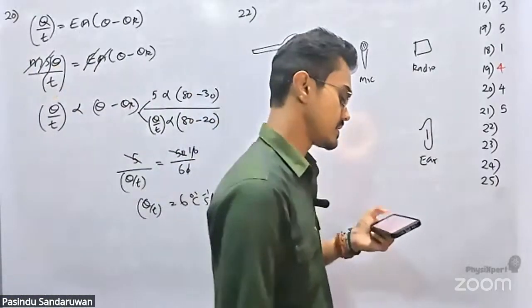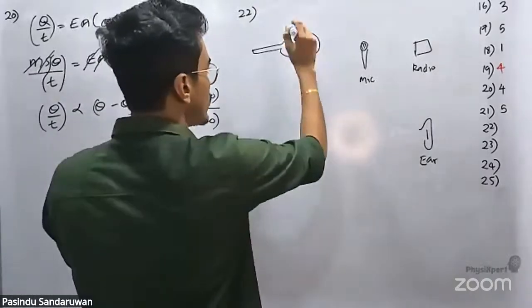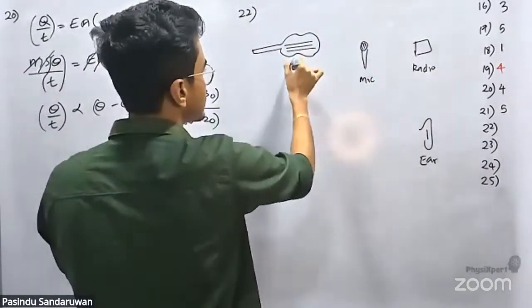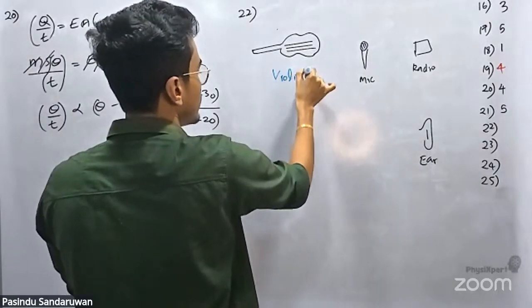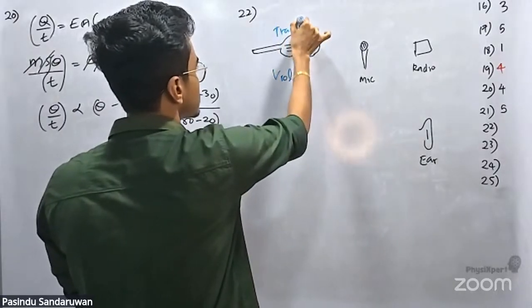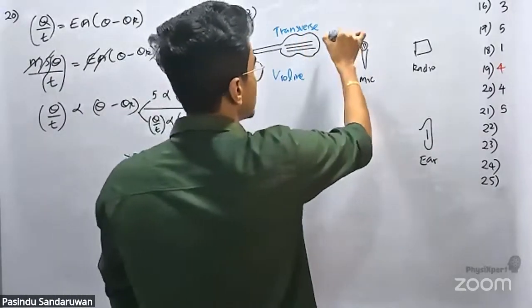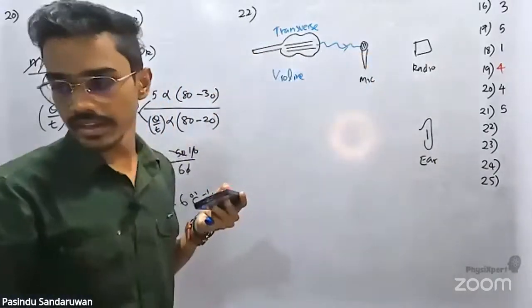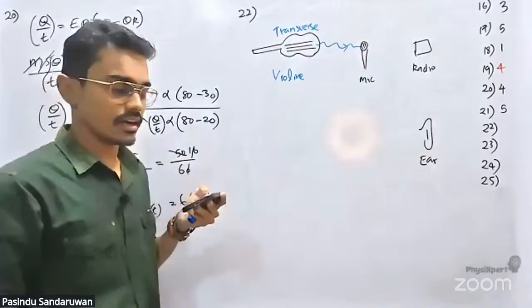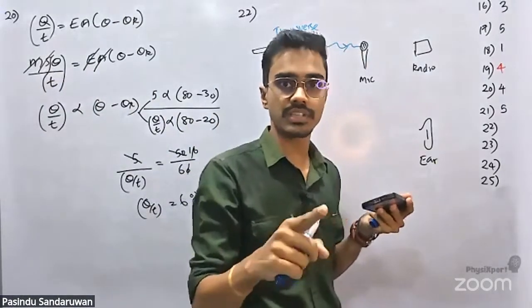So which means in the violin we have transverse waves, right? And this wave is propagating through air from violin to mic. Sound waves are longitudinal waves.